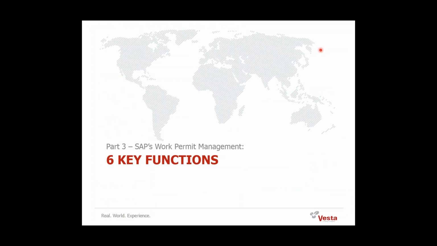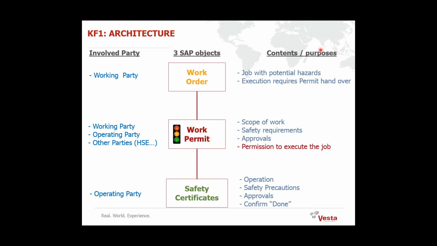So now I'm giving the part to Mark, who will present you the 6 key functions of Work Permit Management. Mark? Thank you, James. So let's go to the key functions, key features that Work Permit Management has to offer us in SAP. Also in the live demo, all these functions will come back, so you can see them live in action. Okay, let's go to number 1.